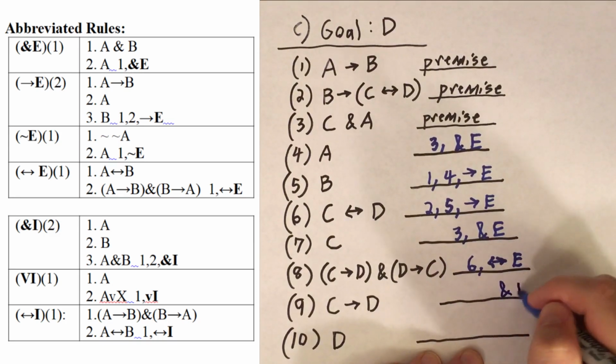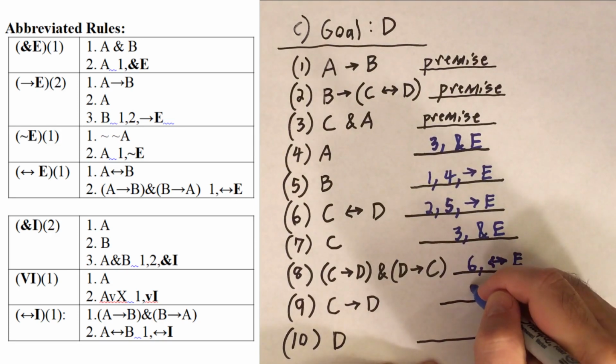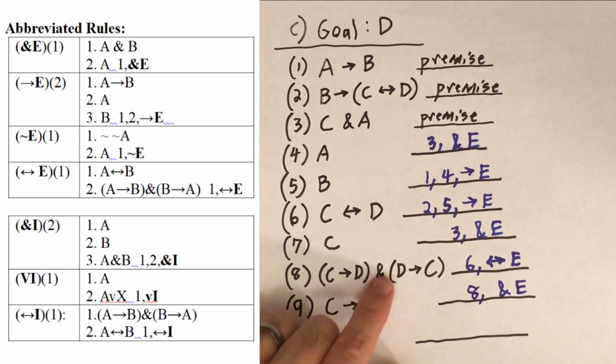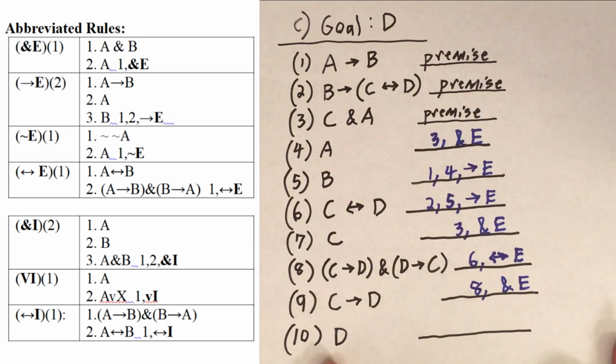I did an and elimination. How many lines are required to justify it? We look at our rule sheet, just one, and that is the and we took apart in line 8. So I've got it. I took the left side off of the and in line 8. It is justified. And now the author knows that D is true.